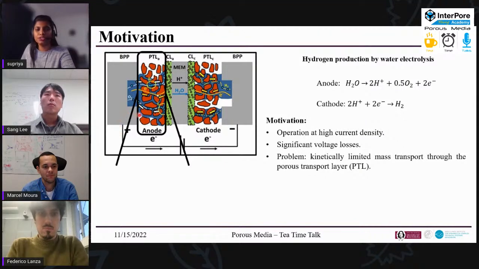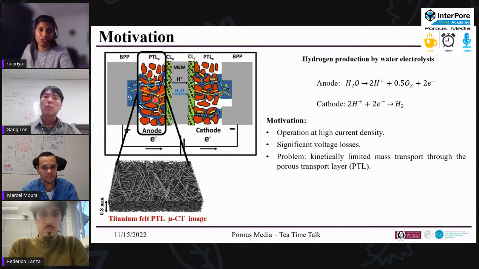So this makes it a complex process happening at the anode, where we have a countercurrent flow of water and oxygen. And that's why we have different problems. We can't operate at high current densities, and there are significant voltage losses. And this also leads to a mass transport loss through the porous transport layer. So how does this porous transport layer actually look like?